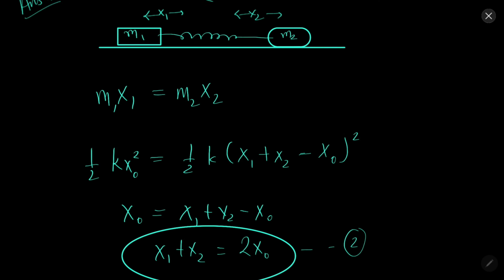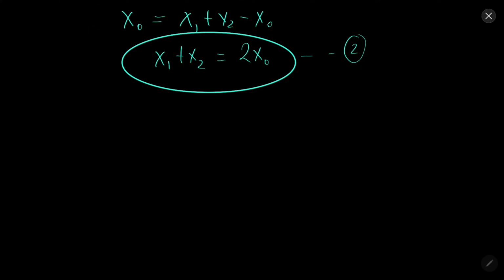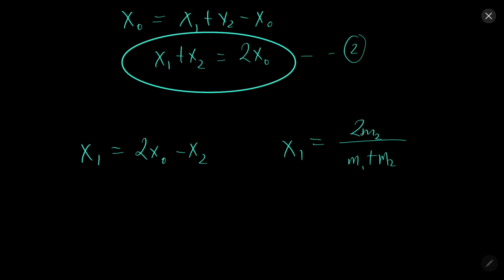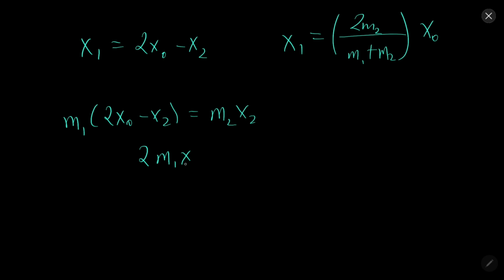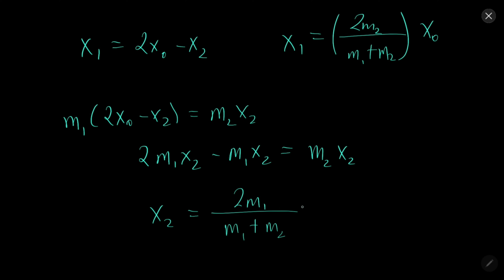Let this be equation 2, let this be equation 1. So x1 equals 2x0 minus x2. So we can write m1 (2x0 minus x2) equals m2 x2. So 2m1 x0 minus m1 x2 equals m2 x2. So x2 will come out to be 2m1 over m1 plus m2 into x0.